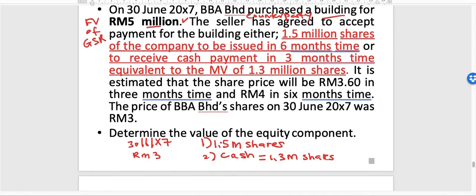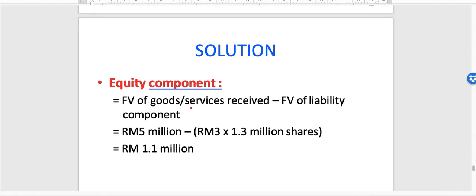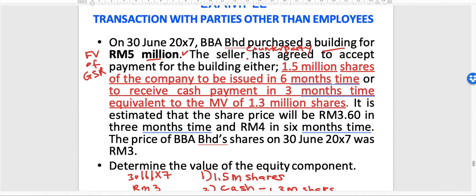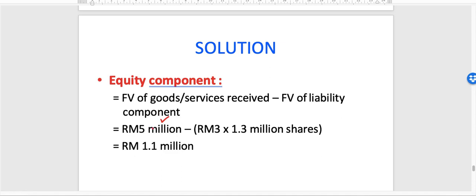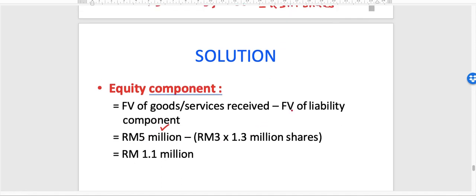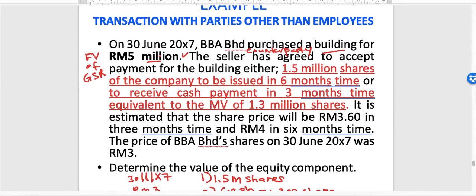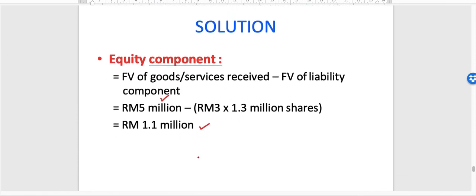Okay. Determine the value of the equity component. So how do you compute? This is the formula. You are recognizing the asset at the fair value of the goods or services received, which is the fair value of the building. Therefore, when you identify the equity component, it will be the fair value of the building, which is 5 million, minus the fair value of the liability, which is 3 ringgit times 1.3 million. We assume when you purchase, this is the date you receive the building, because the building is not delivered to you until then. So this is the date you obtain the asset, therefore 1.3 million times 3. So this is the equity component.